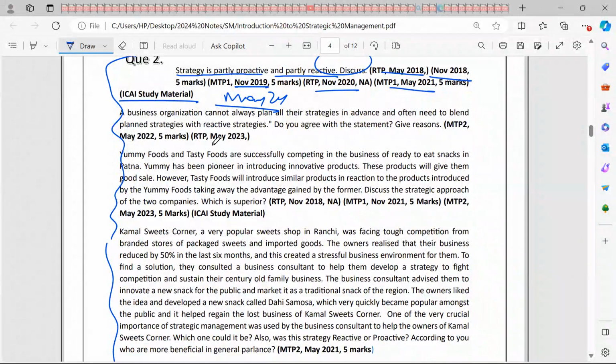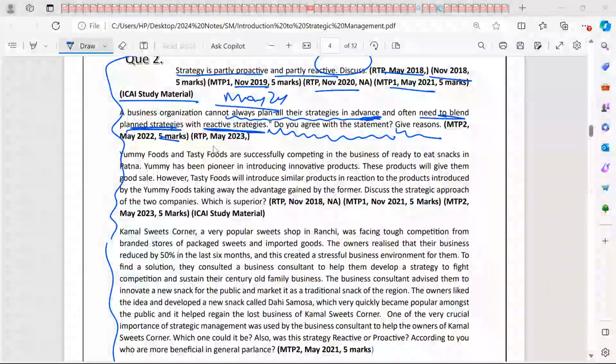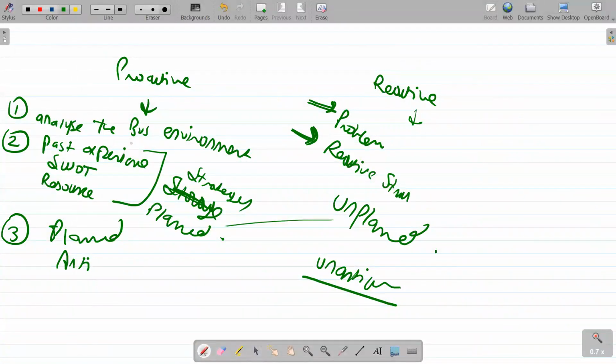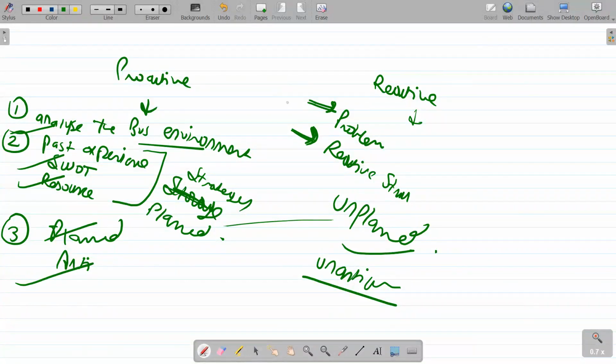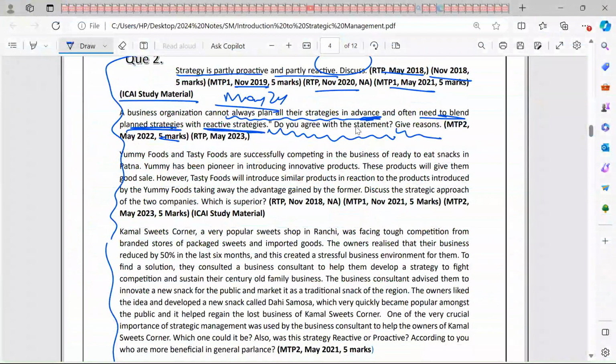How can this same question be asked in another way? A business organization cannot always plan all the strategies in advance, and often needs to blend the planned strategy with reactive strategy. Do you guys agree with the statement? Give reasons. So what reasons for 5 marks you have to write? These all 5 points: that proactive strategy is made by analyzing the business environment. It is based on past experiences and resources. It is planned. This one is unplanned. This is reactive strategy. Reactive strategy is made after encountering and identifying the problem; the counter solution is the reactive strategy. This whole thing you have to read. Okay.